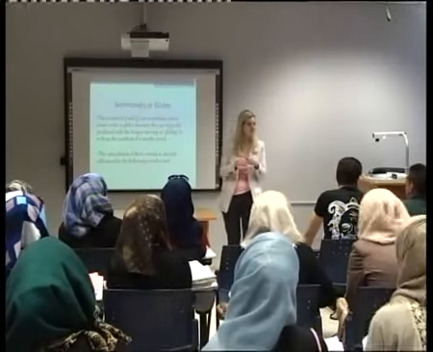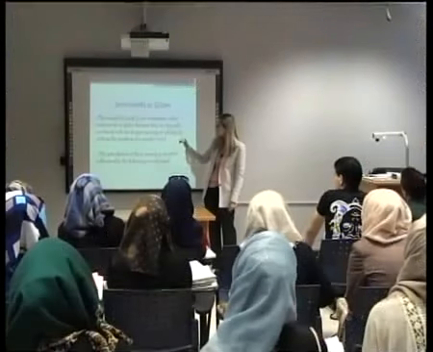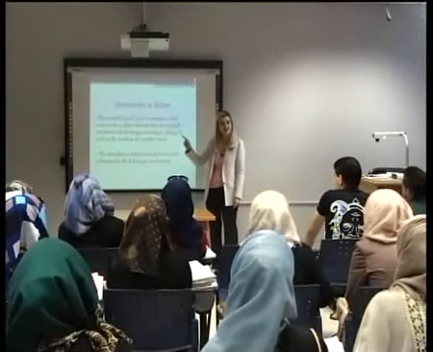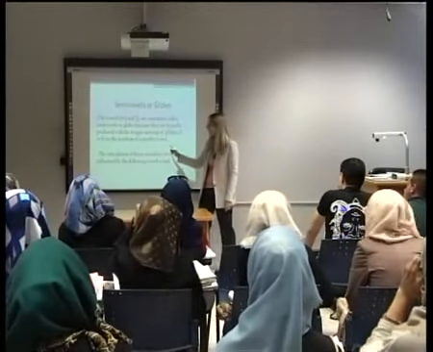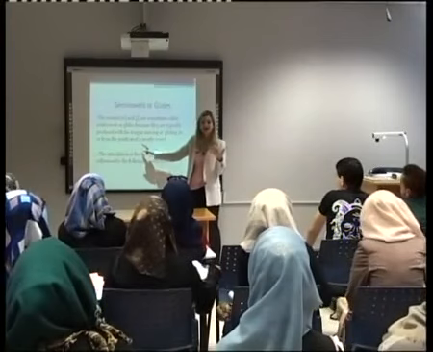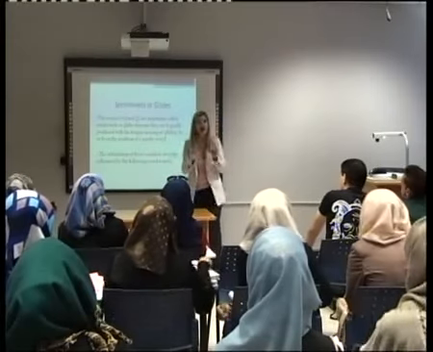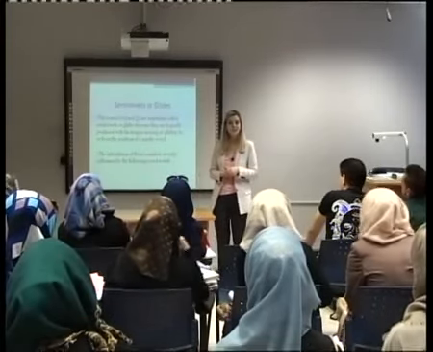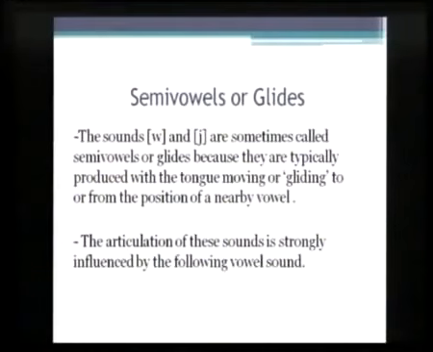You mean the tongue is moving smoothly from area to area? Yes. It says here to or from. It depends if the vowel is before or after the sound wa or ya. If you say, for example, the word wet, the tongue is going to move from the position of the sound wa to the position of a nearby vowel. It's going to glide. Is this clear? And the sound ya is the same thing as well. That's why we call them semivowels. They're moving from their position to the position of the next vowel.